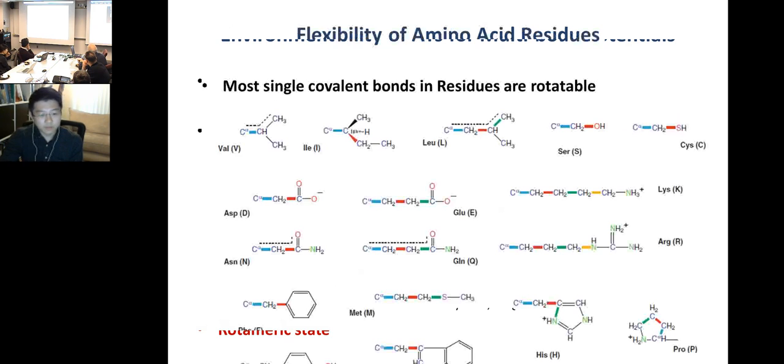So the basic building blocks, as you know, of protein structures are amino acid residues. In fact, they are very flexible. Most single covalent bonds in residues are rotatable, and except alanine and glycine, amino acids have at least one rotatable bond. So, for example, in case of lysine or arginine, there are four rotatable bonds, which results in many different conformations depending on the environment.